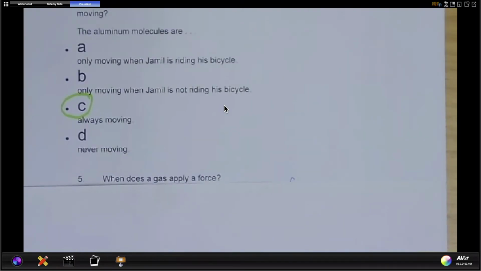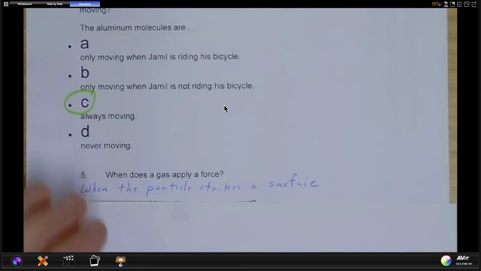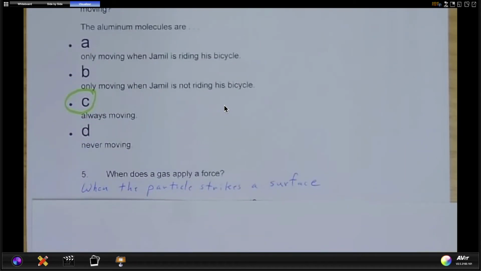So 5. When does gas apply a force? When a particle strikes the surface. We did our thing with boxes where we shook the boxes with the ping pong balls in them. The higher pressure were always the boxes that made more noise, and they made more noise because the particles struck the surface more often. We talked about the noisier ones were the higher pressure. So you actually get a force when the gas hits the surface, and that's because of Newton's second law. You have a moving mass that's accelerating when it hits a surface.